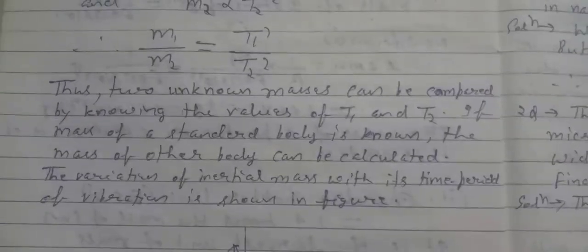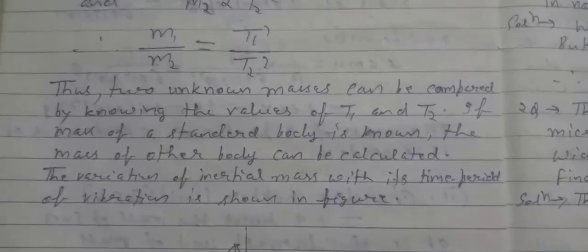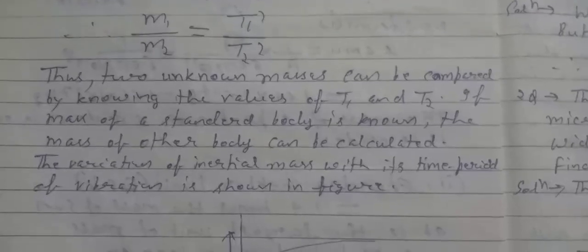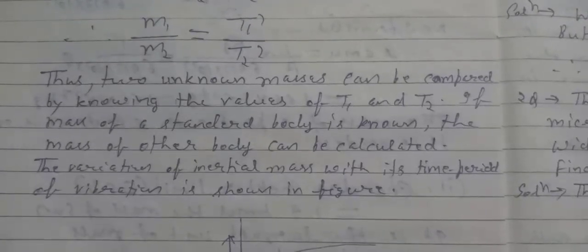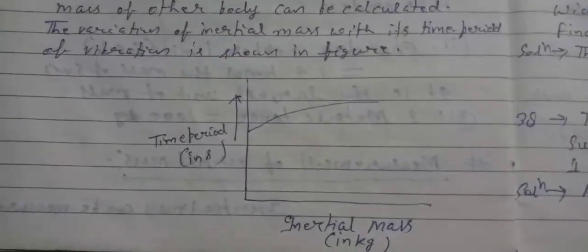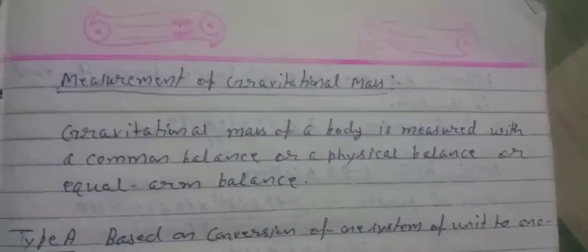Hence m1 by m2 equals T1 square by T2 square. Thus two unknown masses can be compared by knowing the values of T1 and T2. If the mass of a standard body is known, the mass of the other body can be calculated. The variation of inertial mass with its time period of vibration is shown in the figure. Measurement of gravitational mass: the gravitational mass of a body is measured with a common balance or a physical balance.